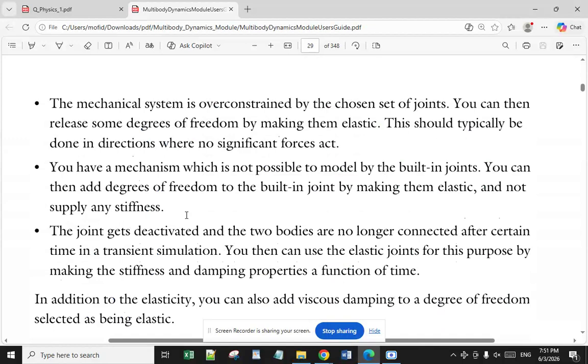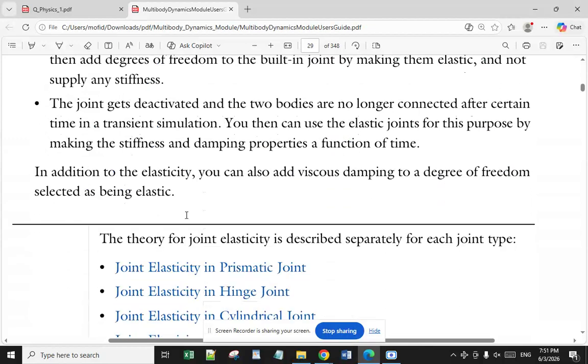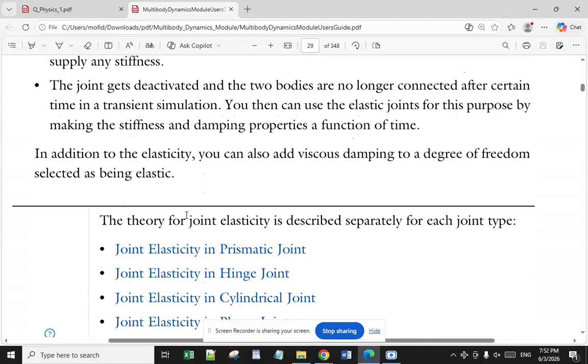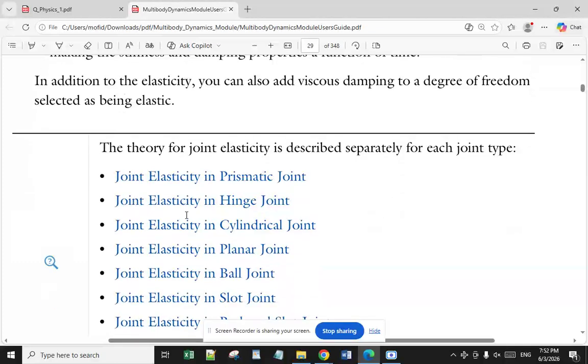This should typically be done in directions where no significant forces act. You have a mechanism which is not possible to model by the built-in joints. You can then add degrees of freedom to the built-in joint by making them elastic and not supplying any stiffness. The joint gets deactivated and the two bodies are no longer connected after a certain time in a transient simulation. You can then use the elastic joints for this purpose by making their stiffness and damping properties a function of time. In addition to elasticity, you can also add viscous damping to a degree of freedom selected as being elastic. The theory for joint elasticity is described separately for each joint type.